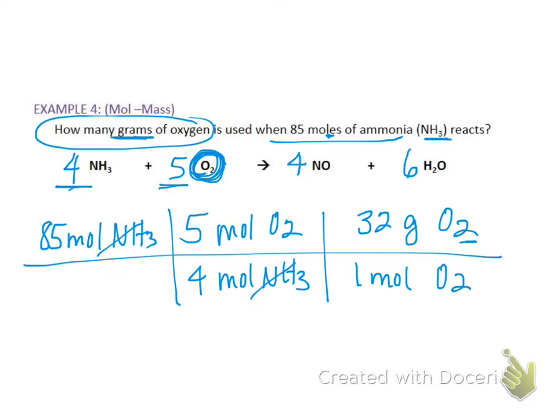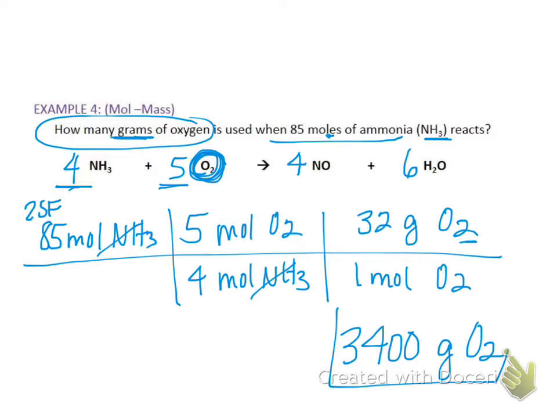Again, multiply the top, divide by the bottom. Okay? I need my answer in 2 significant figures. So I am going to round that number to 3,400. Remember, when I am rounding, I don't just drop off numbers, I got to replace them with zeros.